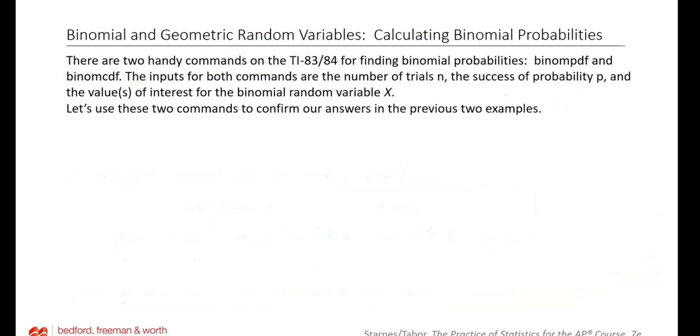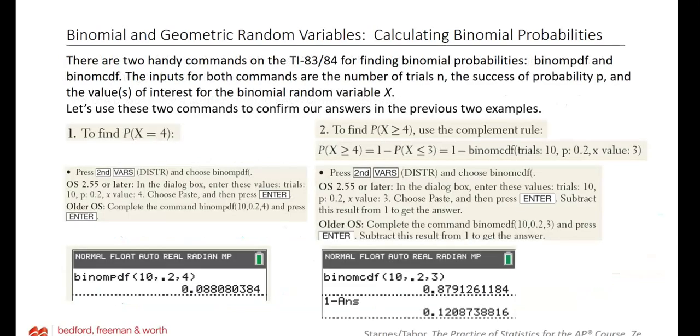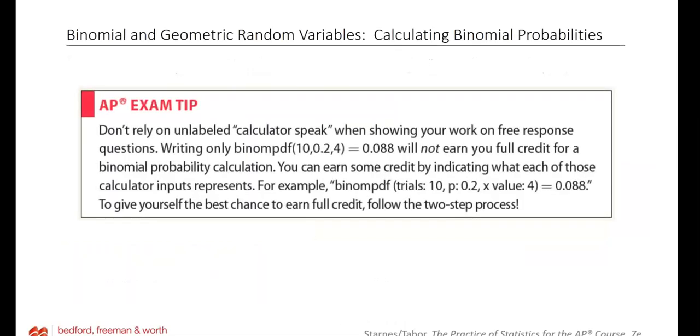So now they're telling you about how to do that. Don't rely on calculator speak. Make sure to put the inputs. And they said it was okay to put the values there. 10 is n, p is 0.2, or trials. They put trials instead of n, but I think n would be okay as well.